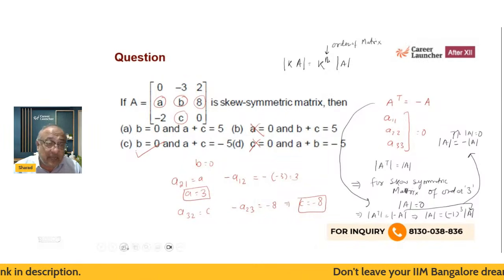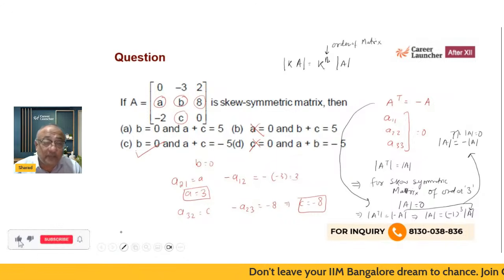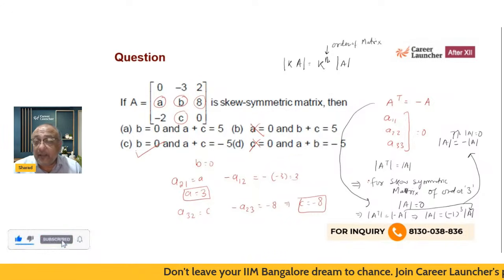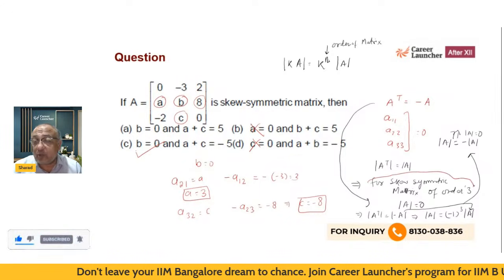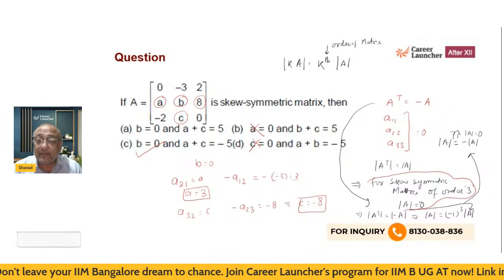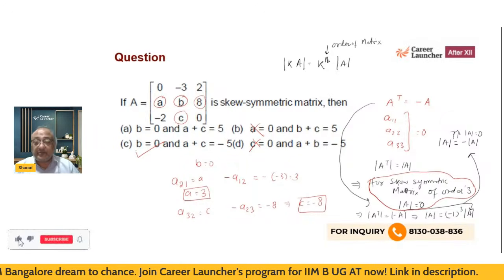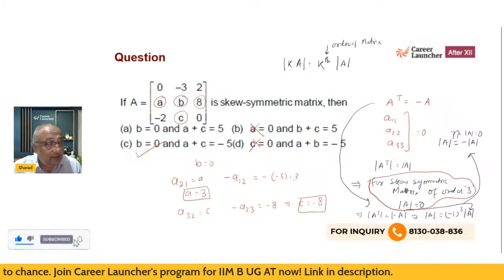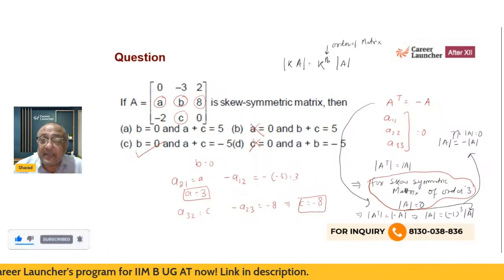So please underline this concept, box this concept. It can sometimes solve a question in a jiffy. For a skew-symmetric matrix of order 3, determinant of A is equal to 0.